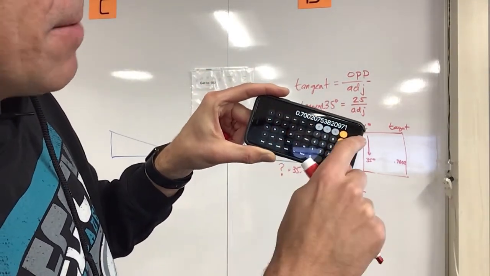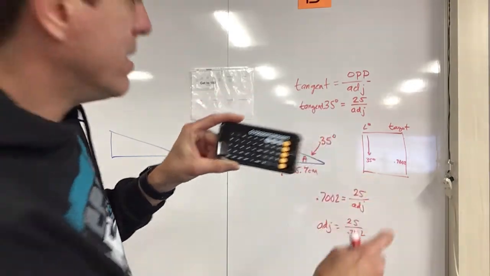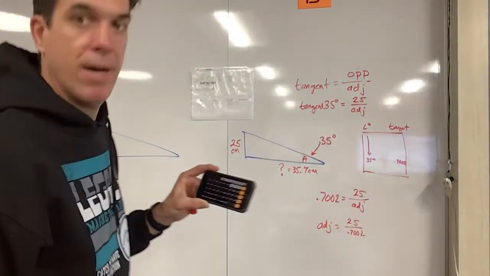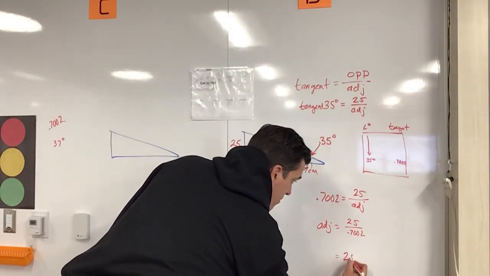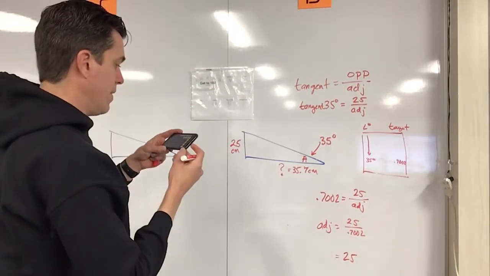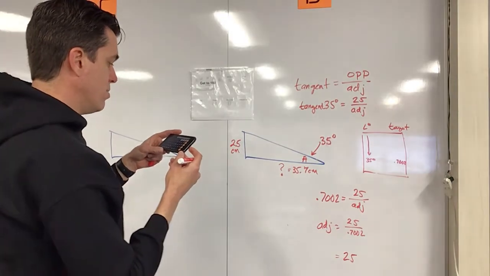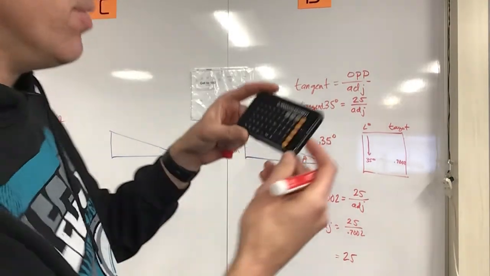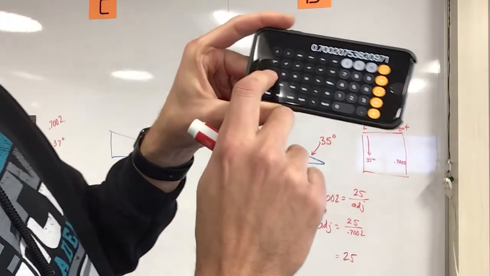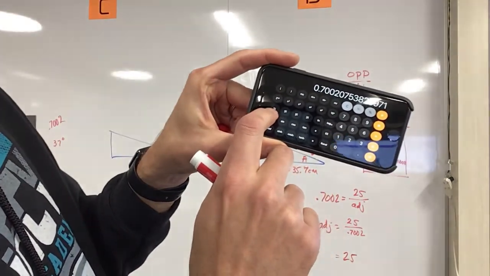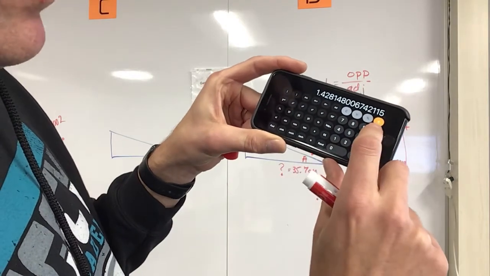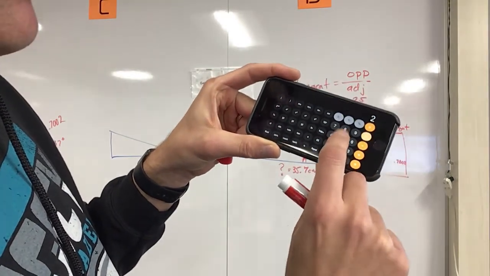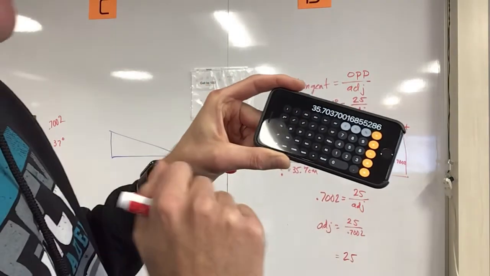So now I've got that. But unfortunately, I have to take that and divide it into 25. So this is where it gets a little tricky. There's a couple ways you can do it. What we can do is use the reciprocal. There it is, 1 over x. So I'm going to take the 1 over x, and I'll multiply it by the 25, and we should get that same number. There it is, 35.7.